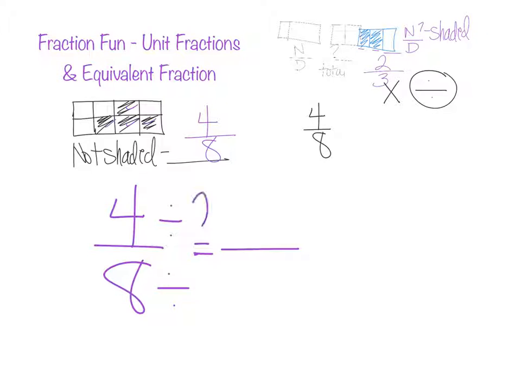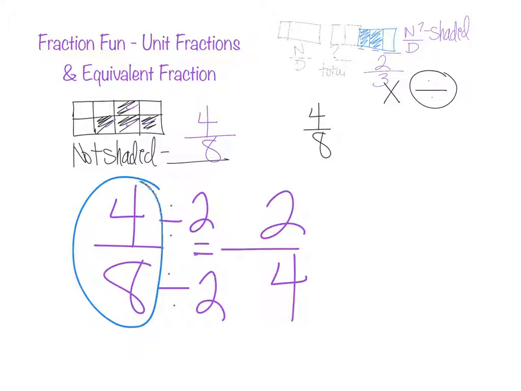Let's try 2. So if I divide the top by 2, I have to do the bottom by 2. You have to do the same. Whatever you do to the bottom, do to the top. So 4 divided by 2 gave me 2. 8 divided by 2 gives me 4. So far, 4/8 and 2/4 are both equivalent fractions. But I'm not done. I'm not at a unit fraction yet, because a unit fraction has 1 as its numerator.